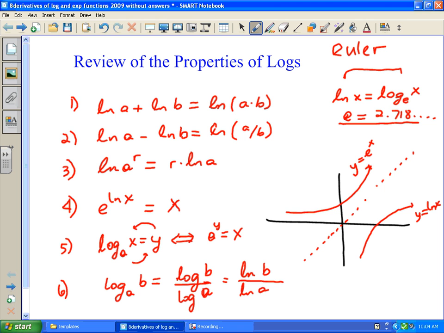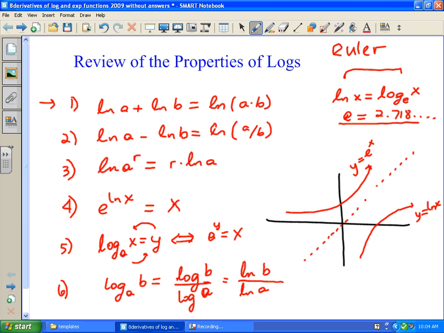So here we have property number 1. If you have ln of a plus ln of b, you can write it as a product, right? ln of a times b. If you have the difference of two logarithms, you can write that as ln of a over b, as a quotient. Property number 3, if you have ln of a to a power, you can bring the power down, right? And also these numbers 4 and 5 get to be forgotten the most, I think. Let's take a look at them.